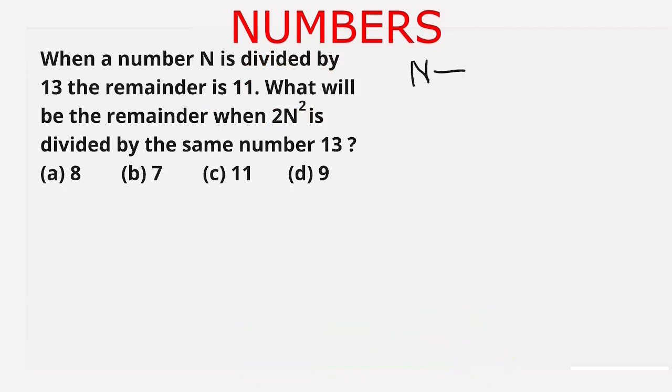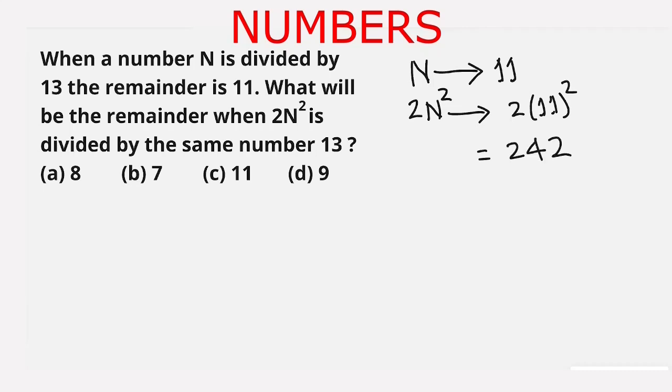When n is divided by 13, the remainder is 11. When 2n square is divided by 13, the remainder will be 2 times 11 square. And 11 square is 121, and 121 times 2 is 242. But 13 is less than 242, so for finding the final remainder, we have to divide 242 by 13.